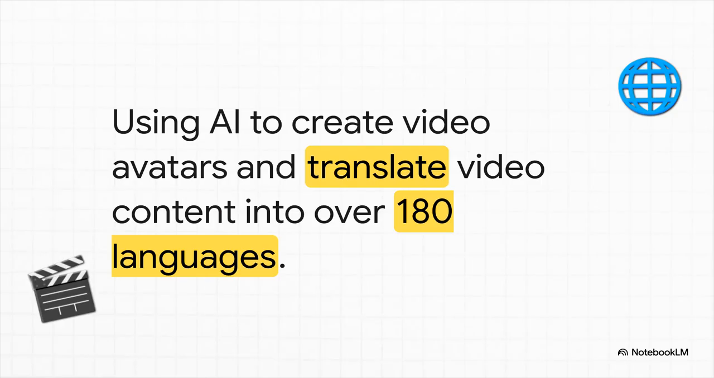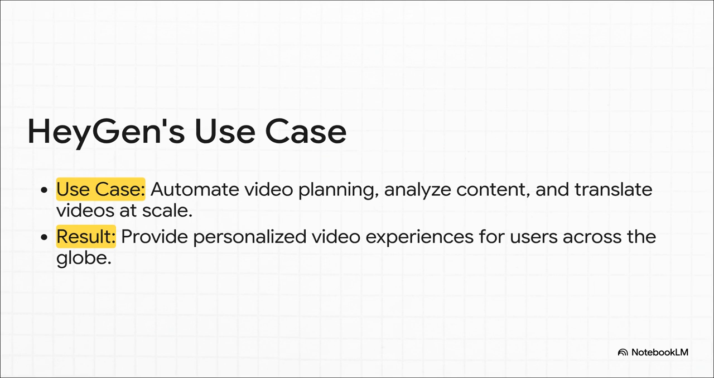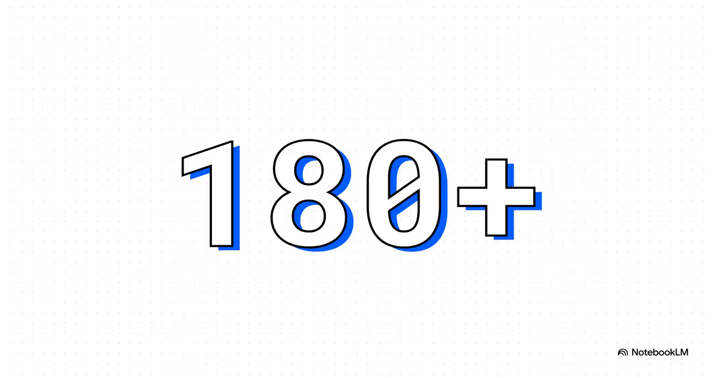Okay, let's come back down to Earth for a minute and look at HeyGen. They use AI to create super realistic video avatars and content at a massive scale. So they're using Flash-Lite to automate pretty much their entire video production pipeline. We're talking everything from planning and analyzing content all the way to translating it. And because the model is so darn efficient, it just unlocks a whole new level of scale for them. This lets them translate their video content into over 180 different languages. That means they can create truly global, personalized videos for their users, a scale that was pretty much unimaginable before.